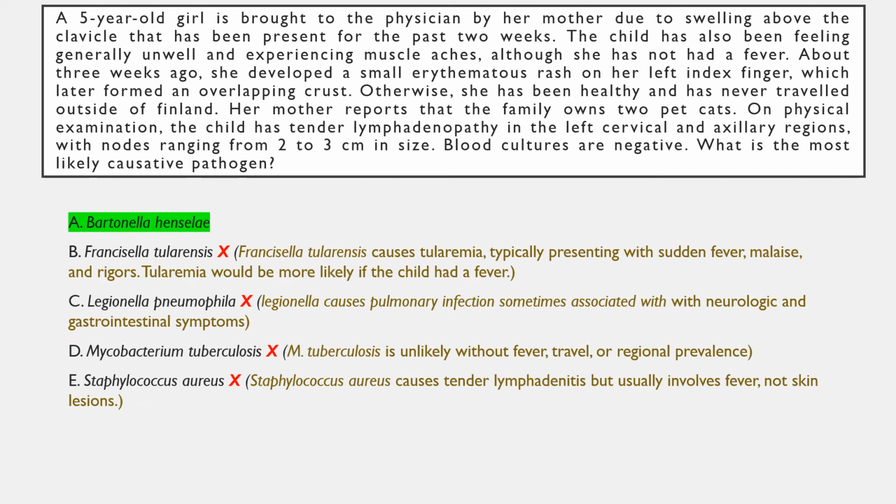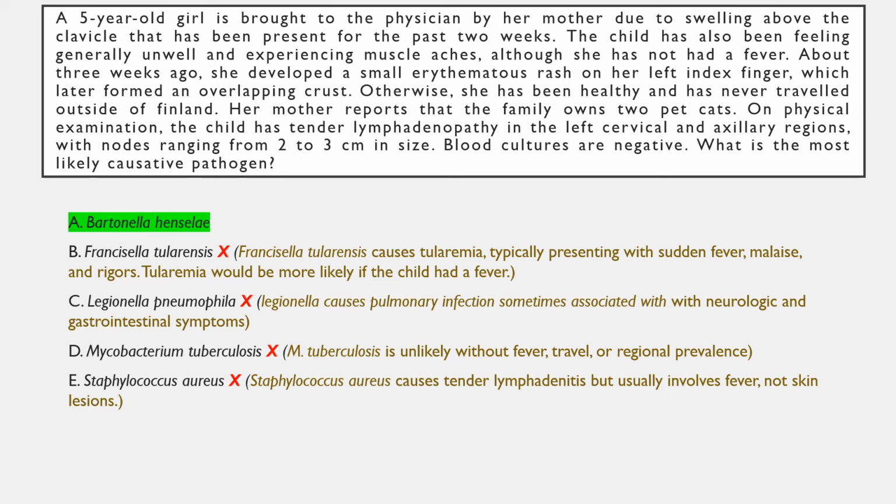Let's have a look at why the other options are incorrect. Option B is incorrect, as Francisella tularensis causes tularemia, which usually results in an abrupt onset of fever, malaise, and rigors. Tularemia comprises at least 6 clinically distinct syndromes, with the glandular subtype most closely approximating the presentation in this case. Tularemia would be more likely if the child had been febrile.